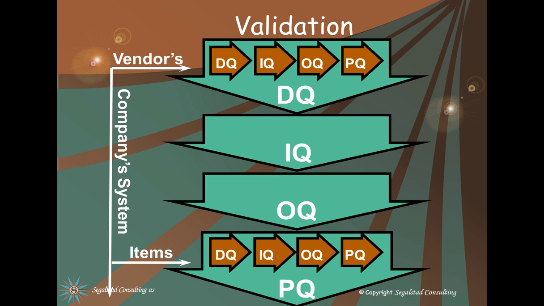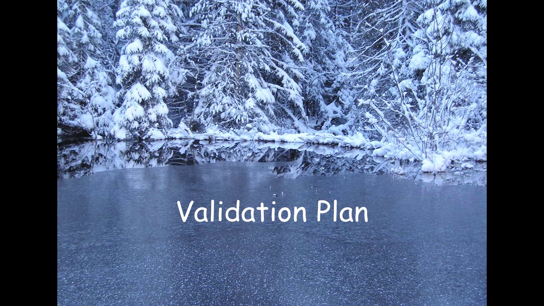Now, the brown arrows down in the PQ, which are called the items there, are new or changed analytical methods, sample types, specifications, instruments, etc. inside our system. These need to be validated also, and that's also often done in the PQ or post-PQ period.